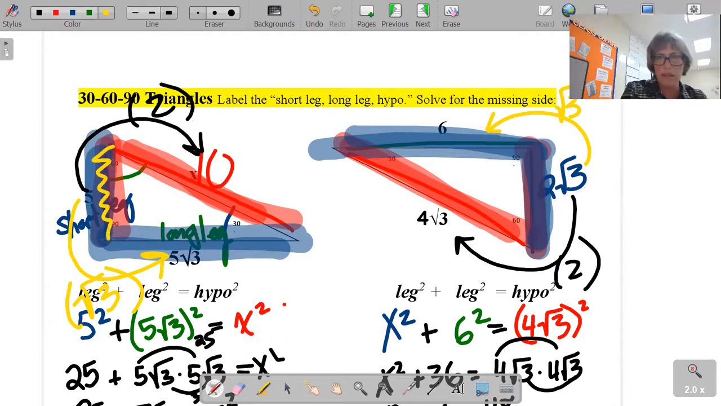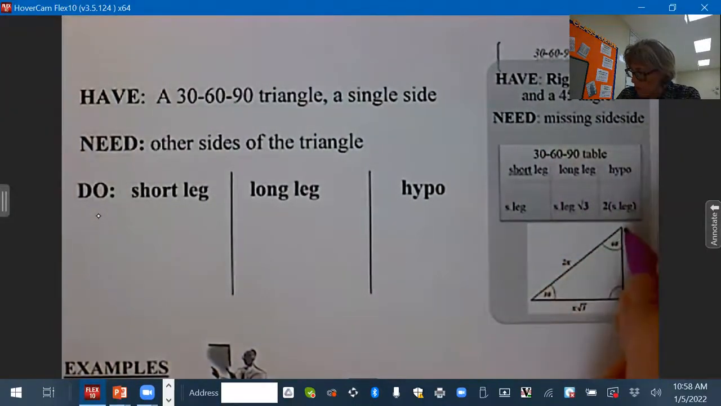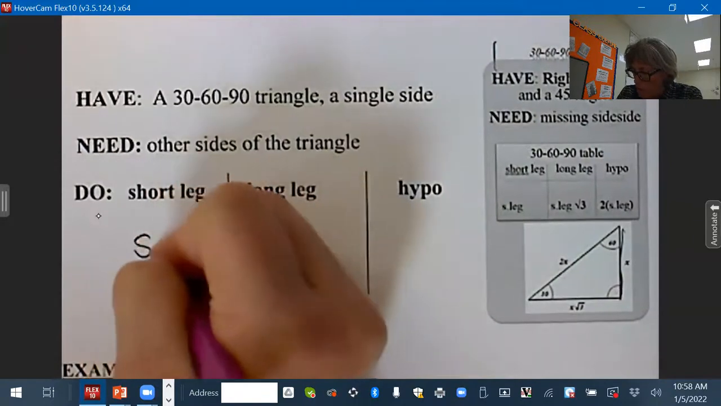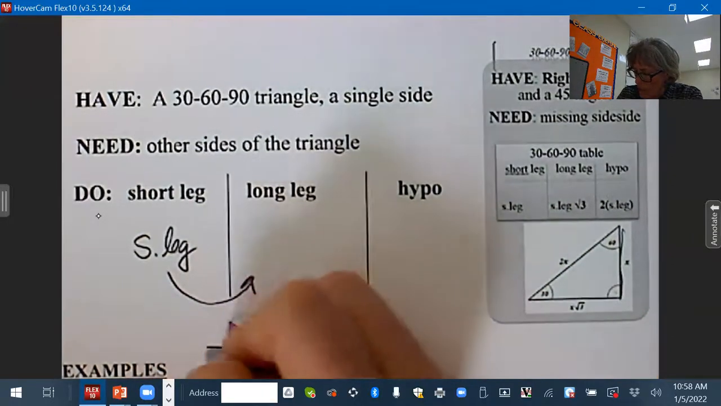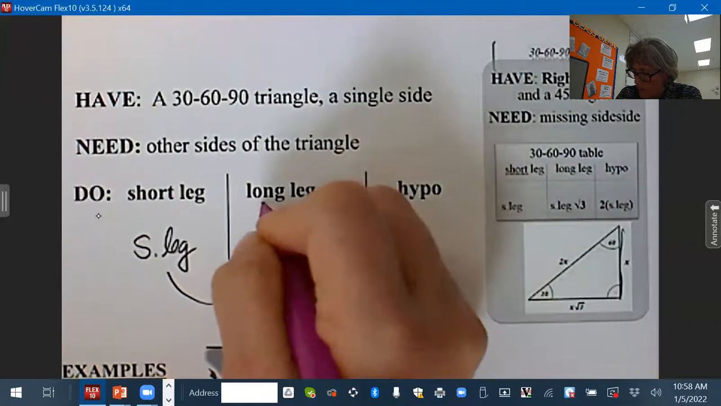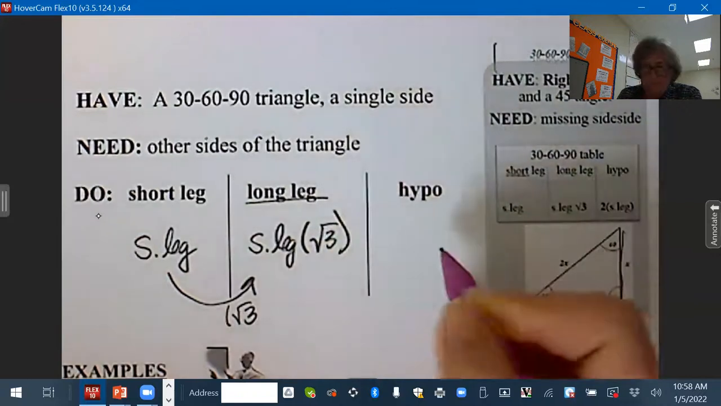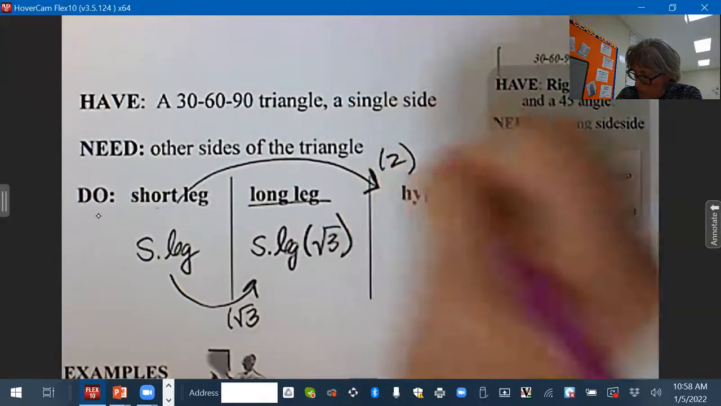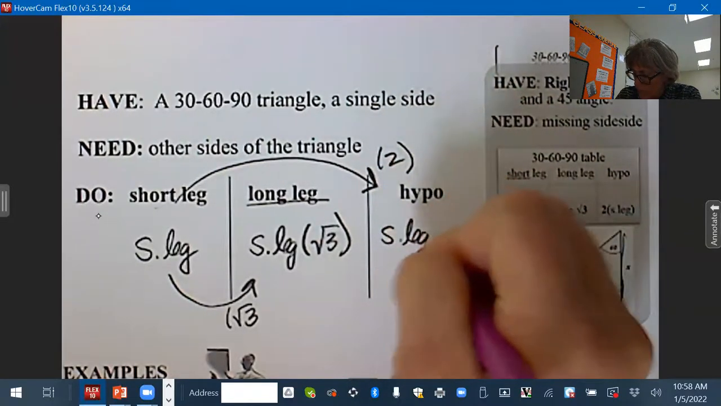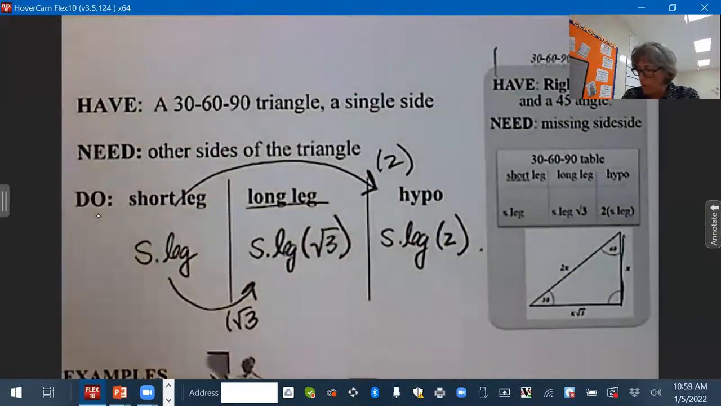Everything goes back to the short leg. So here's the pattern you're going to write down. This is the one you're memorizing. In a 30, 60, 90 triangle, you have your short leg, whatever it is. Short leg to the long leg, you times by root 3. So the long leg is whatever the short leg is, times by root 3. Short leg going to the hypo, you times by 2. Short leg times 2. Everything goes back to the short leg.